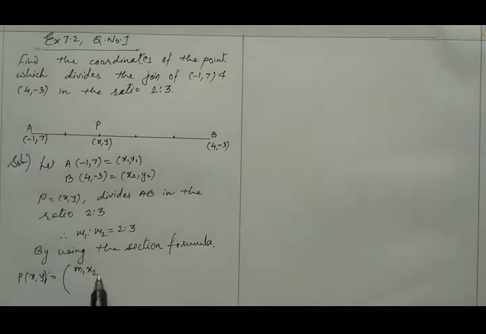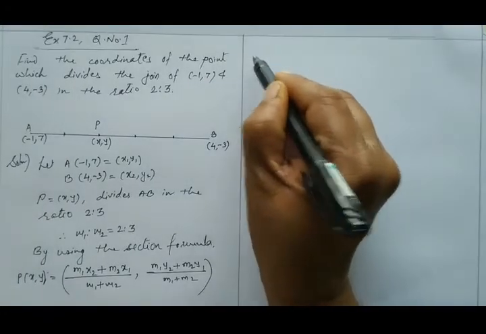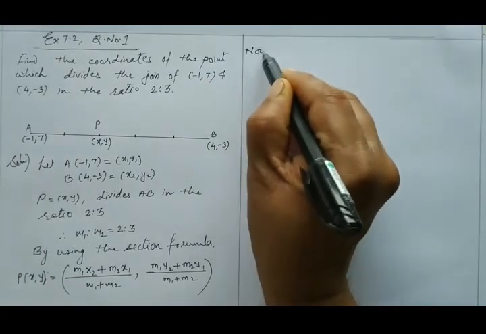m1 x2 plus m2 x1 upon m1 plus m2, this is the x coordinate, and m1 y2 plus m2 y1 upon m1 plus m2. Okay, so we will solve one by one.